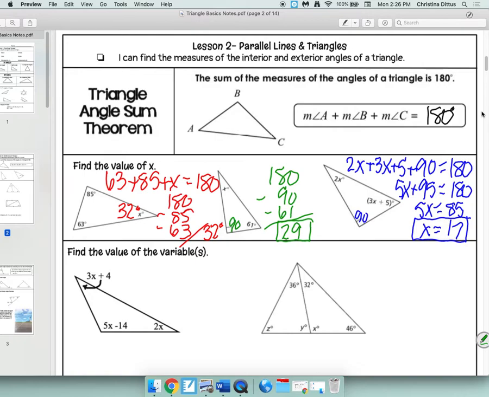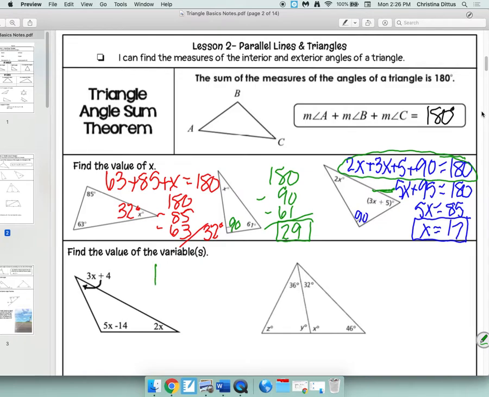Wait, didn't you just do like 5x plus 5 equals 90? That's what I was just going to say. If you need this step, that is A-okay. I'm going to jump straight to this step on the next one. Is that okay? Yes. Alright, how much total x do I have here?